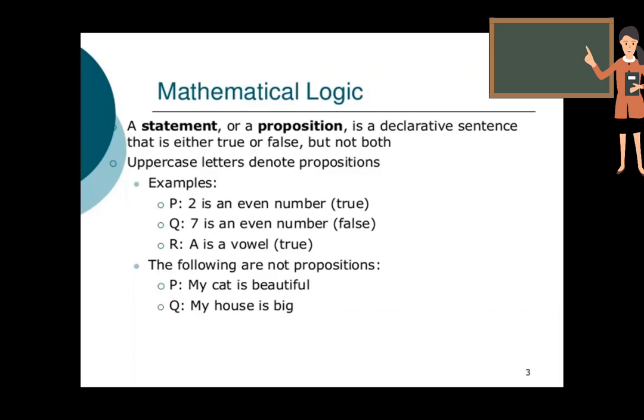Now, an example of not a proposition. We have here, my cat is beautiful. This is not answerable by true or false. My house is big. This is also not answerable by true or false.